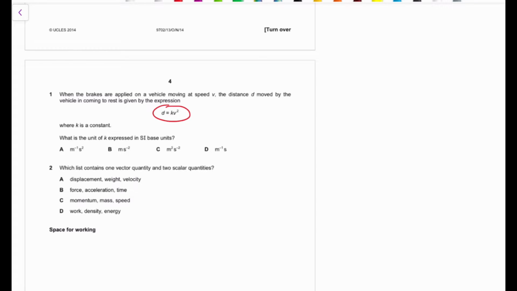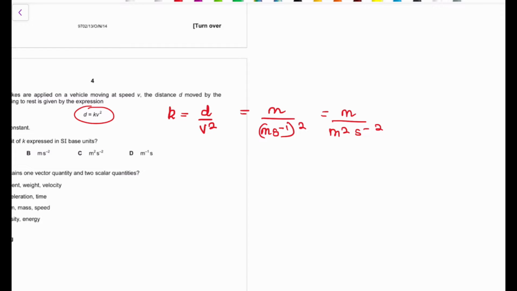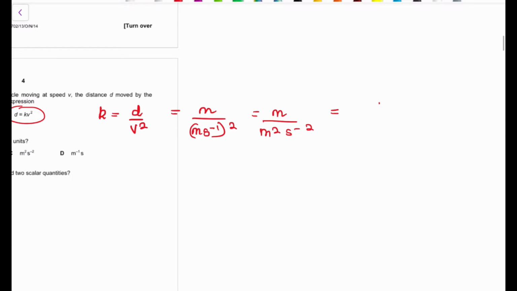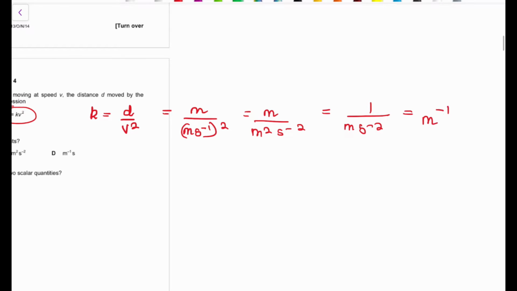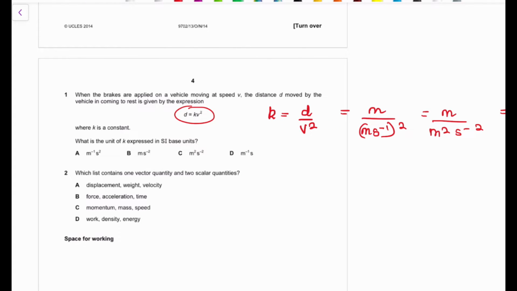The first thing you're going to do is make k the subject of the formula. So k will be equal to d divided by v². The unit of d, we already know, is meters, and the unit of v² will be (meters per second) squared. So this should give you m divided by m² s^-2. The m on top and bottom cancel out, so you're left with 1 over m s^-2, and this is going to give you m^-1 s², and that's going to be the answer. And the answer is going to be A.